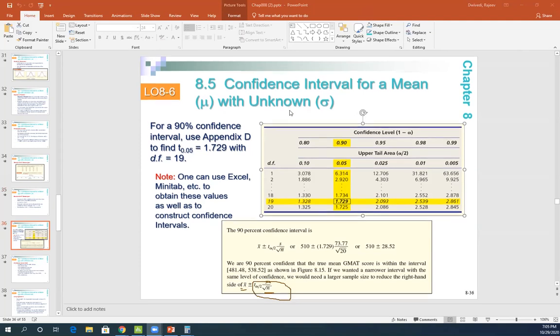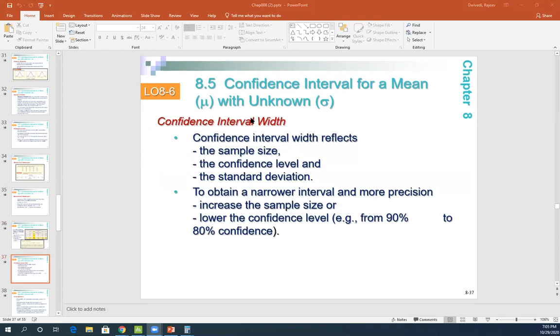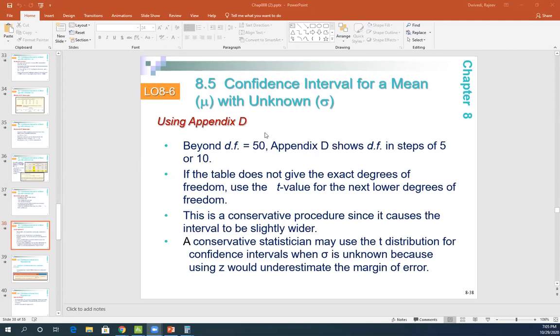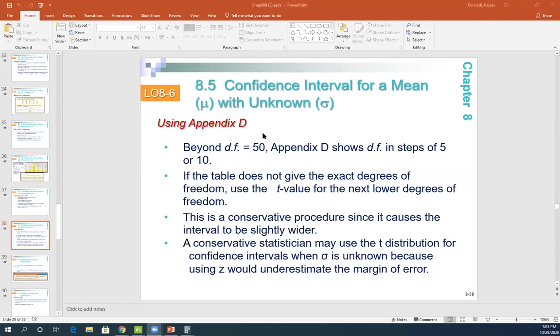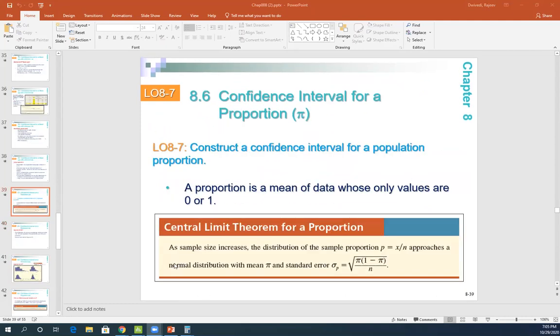You're welcome. So basically this is inferential statistics: based on a sample, we make inferences about the population. Again, the confidence interval width depends on the confidence level. If you have a narrower confidence level, you have a narrower width. The same thing applies to sample size.